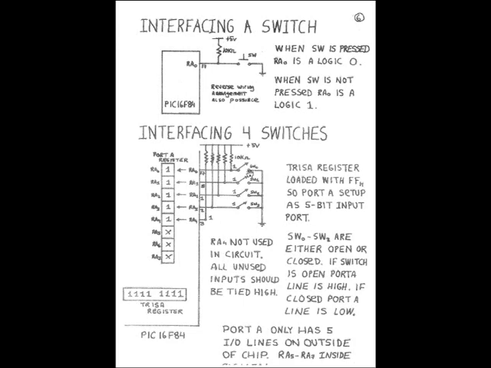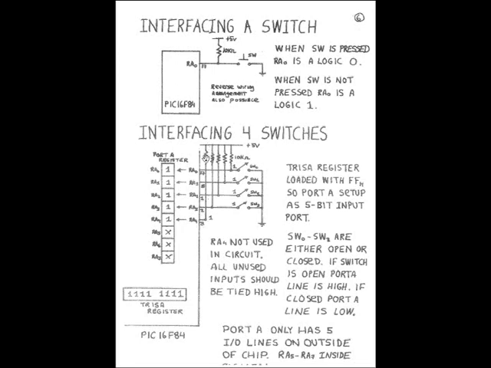If I close this switch, I will connect RA0 to a logic 0 or low. So RA0 inside here in the port A register will change to a 0. So that's how you interface 4 switches to port A. And you can see I've got RA4 tied directly through this pull-up resistor to 5 volts in this arrangement.